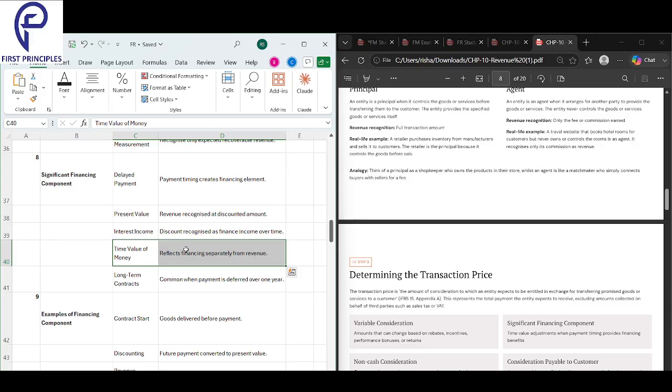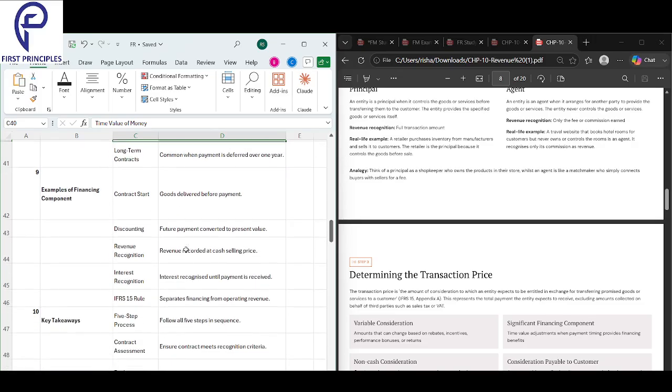And finally, long-term contracts. It's common when payment is deferred for 1 year. If payment is deferred over 1 year, we say this is a long-term contract. That means after 1 year you're making the full payment. It's common in construction.